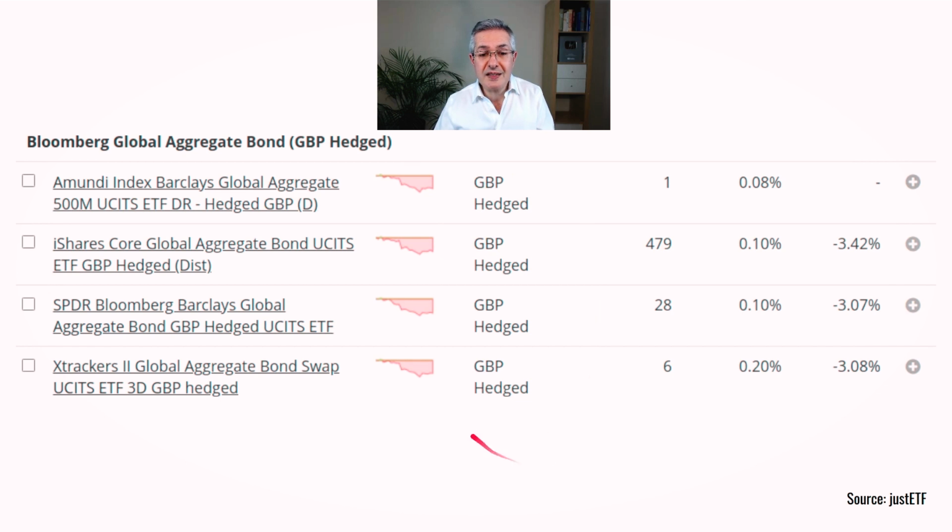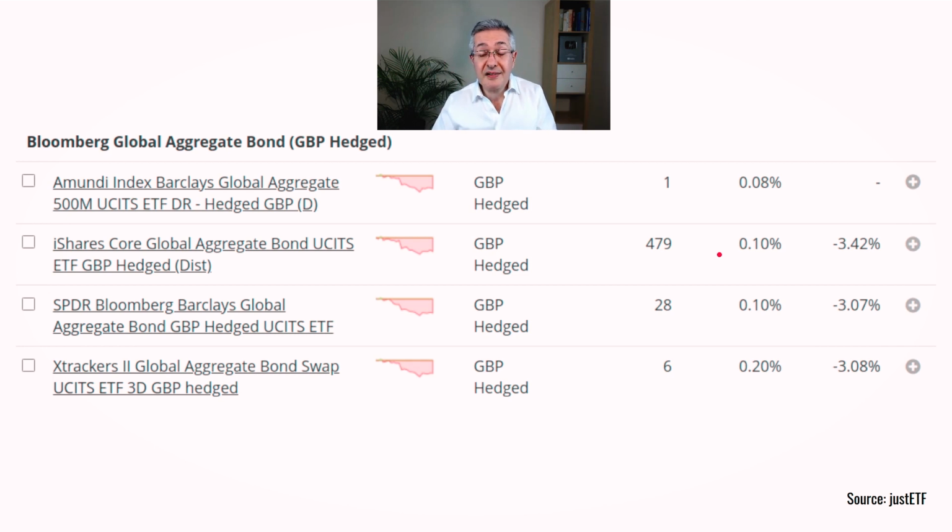Notice all 4 of these say GBP hedged. And if you're ever confused about whether a fund is currency hedged or not, you'll see hedged GBP in the title if it is hedged. If that's not there, then you're taking the currency risk. So for these 4, you're not taking that currency risk, and there will be a derivative inside it which cancels out the movements of the dollar versus sterling.